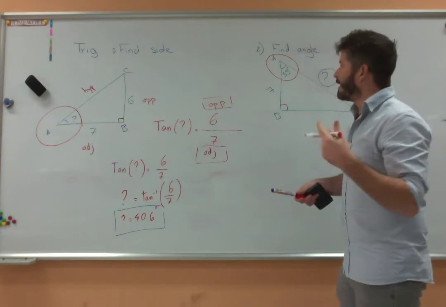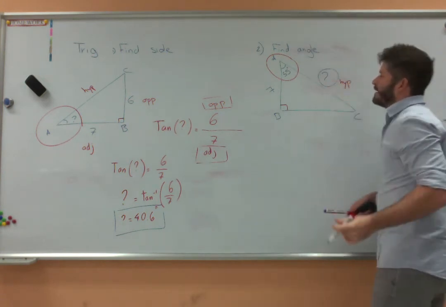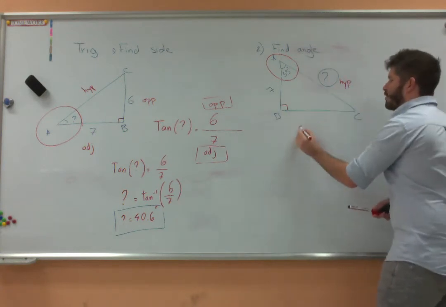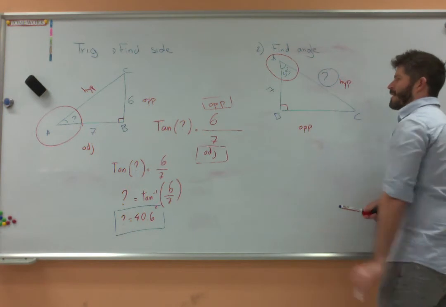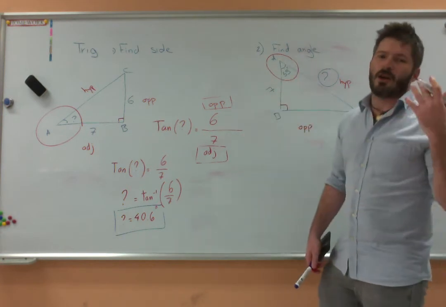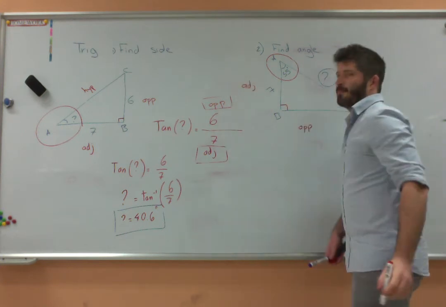Step 2. Label your sides. Well, this will be my hypotenuse. The longest side is always the hypotenuse. The side that is opposite to my angle will be called the opposite side. And the side that is touching my angle will be called the adjacent side. So now we have done step 2.